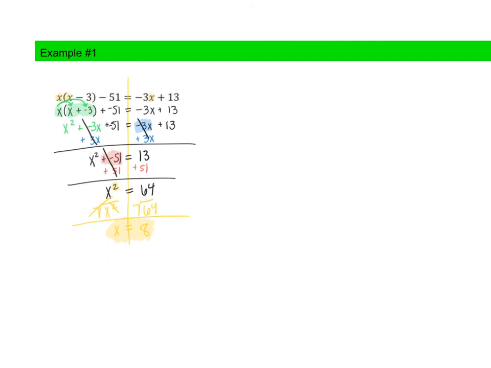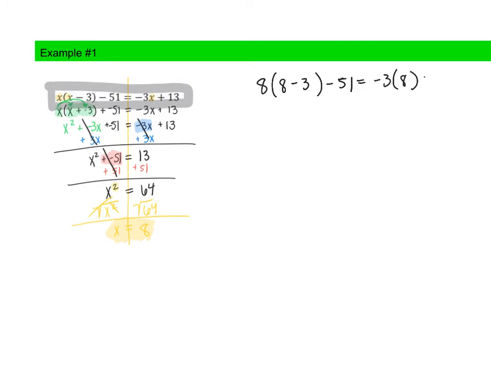And I'm just going to take a second and check my work. So I'm going to rewrite my original equation from the top, and wherever there was an x before, I'm going to turn it into an 8. So I had 8 times 8 minus 3 minus 51 equals negative 3 times 8 plus 13, and I want to see, does this balance out? And if it balances out, I was correct.